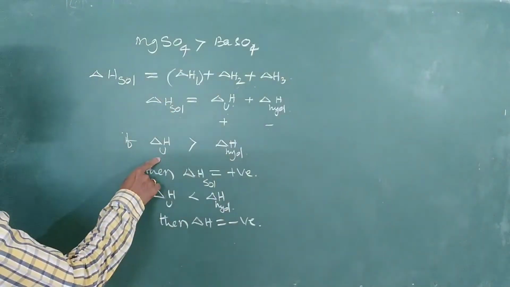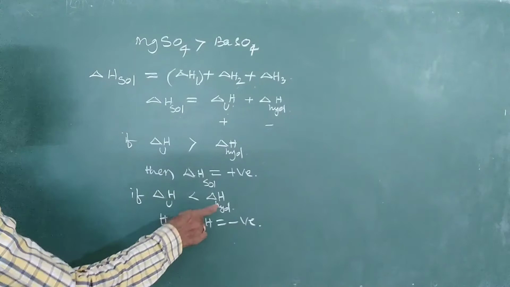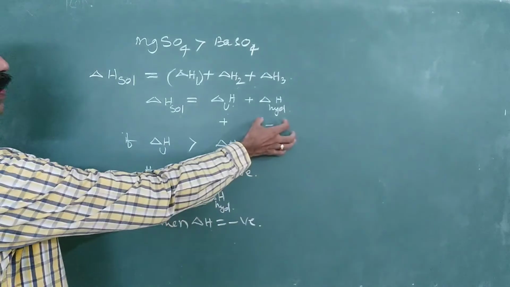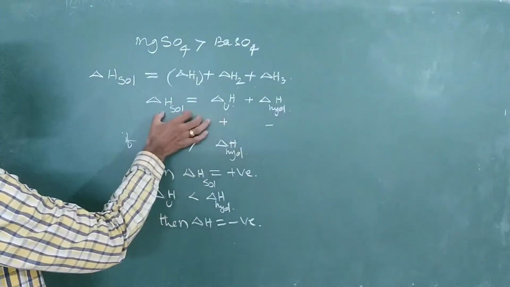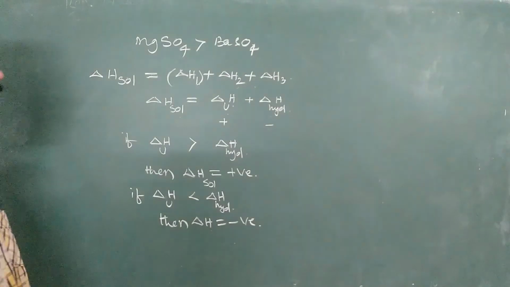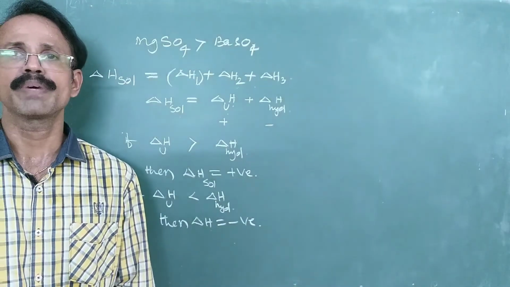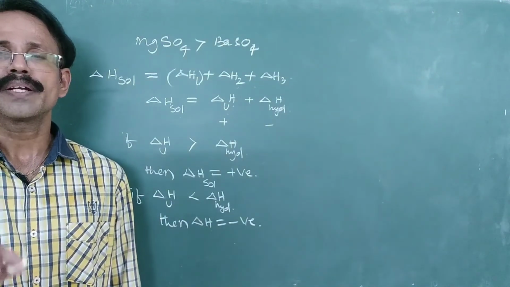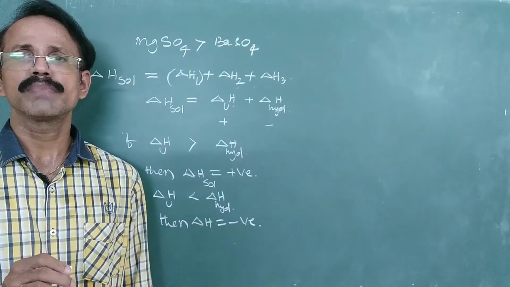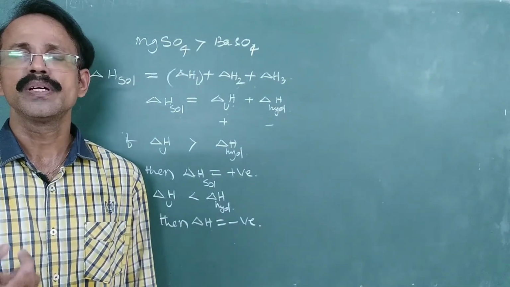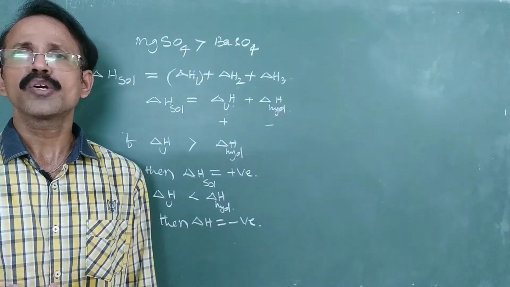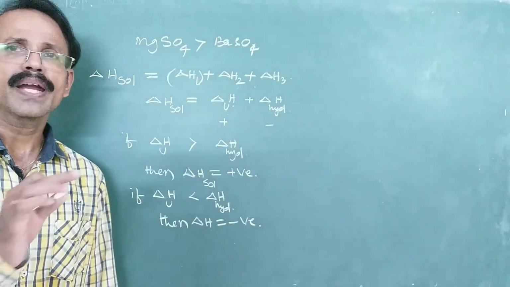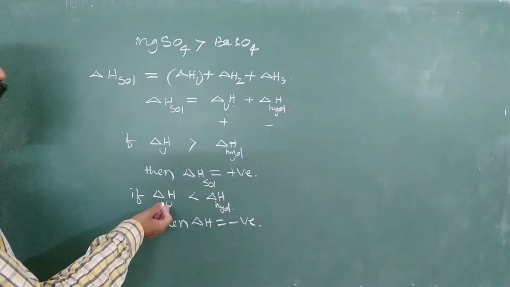And if lattice enthalpy is less than hydration enthalpy, then what happens? Delta H becomes negative, because the negative value is more and the positive value is less. In that case, delta H becomes negative, or the formation of the solution is exothermic, right? As we move from top to bottom, what happens? Hydration enthalpy becomes less negative, because as the size of the ion increases, the ability of that ion to attract water molecules decreases. So hydration enthalpy decreases.